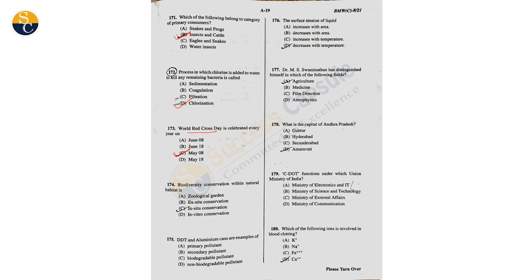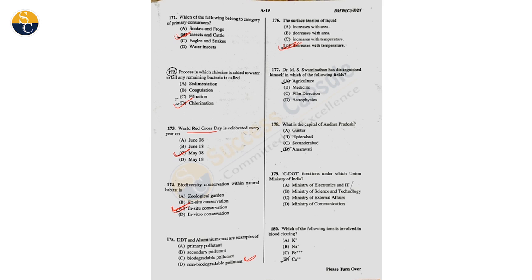Next, biodiversity conservation within natural habitat is known as in situ conservation, which includes biospheres, national parks, wildlife sanctuaries, etc. So, C is the correct answer, in situ conservation. Next, DDT and aluminium cans are examples of non-biodegradable pollutants, so D is the correct answer. Next, the surface tension of a liquid decreases with temperature.